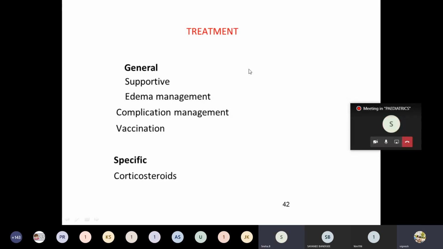So finally, we are coming to the main treatment. First the general treatment. You should give supportive treatment to the child. Edema management, supportive treatment, management of complications. You should do vaccination. Finally, the corticosteroid treatment is the specific one.